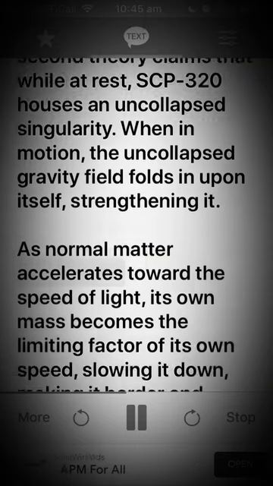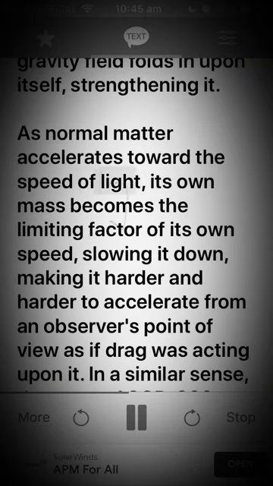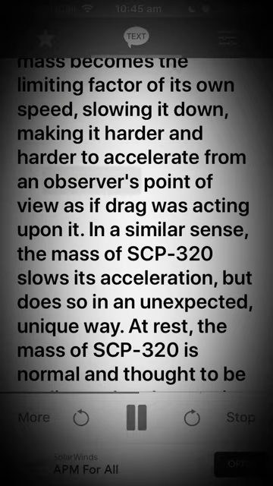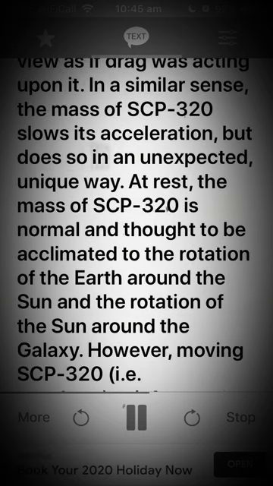As normal matter accelerates toward the speed of light, its own mass becomes the limiting factor of its own speed, slowing it down, making it harder and harder to accelerate from an observer's point of view, as if drag was acting upon it. In a similar sense, the mass of SCP-320 slows its acceleration, but does so in an unexpected, unique way.